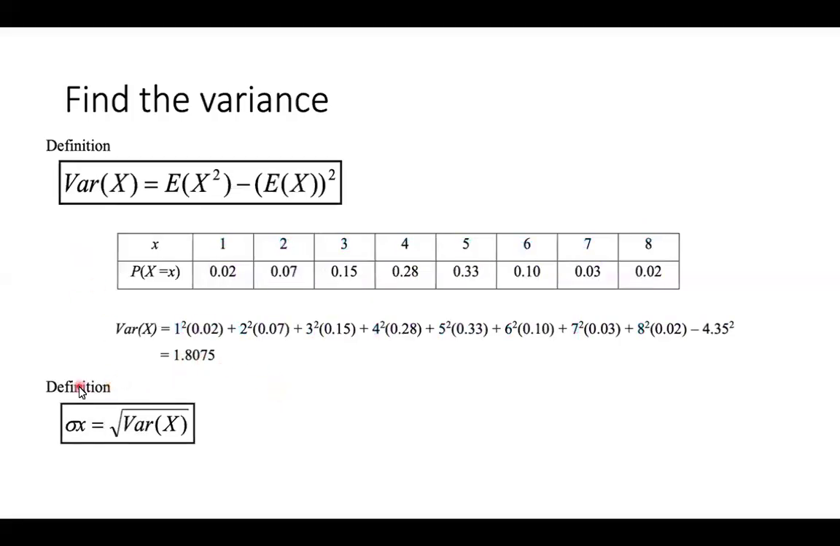Finally, we need to calculate the standard deviation. That is sigma, and that would be the square root of the variance. You can see in orange, the square root of the variance, 1.8075. That would give us 1.3444. So in summary, we have the expectation, variance, and the standard deviation.